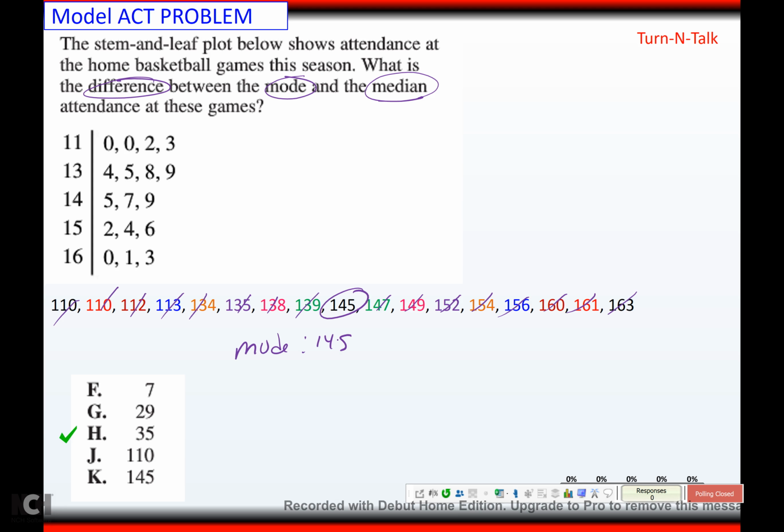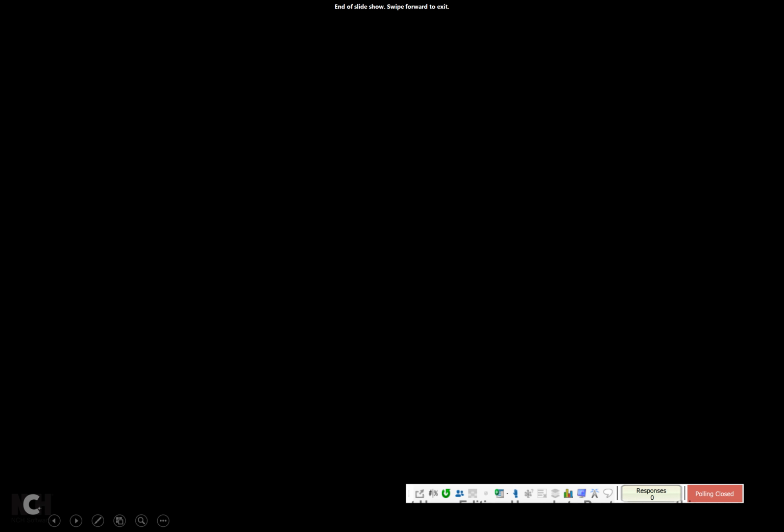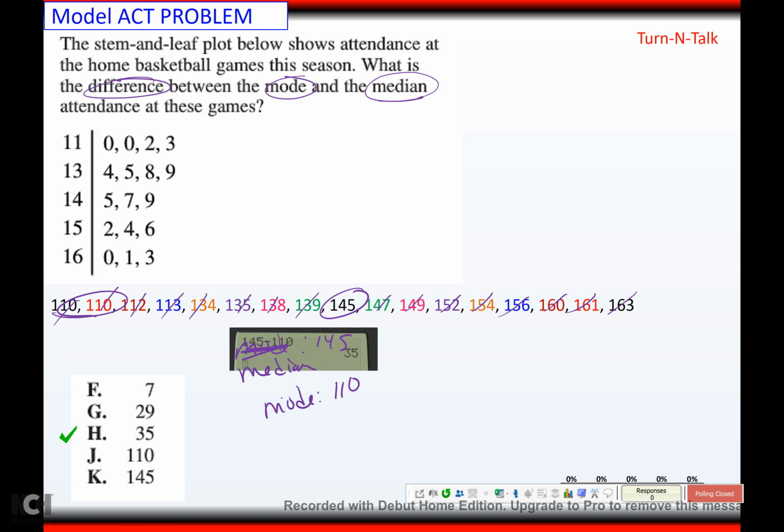My median is, I add them all up. Oh, I'm sorry, that's not my mode. That's my median. My bad. My mode is the number that occurs most often, and there's 210, so my mode is 110. The difference between 145 and 110 is 35.